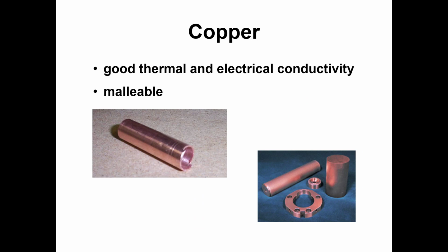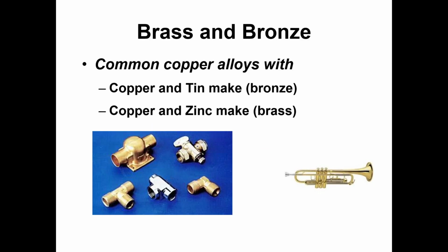Another non-ferrous metal is copper and copper-based alloys. There's copper itself, which is characterized by being a good thermal and electrical conductor. So it conducts electricity as well as heat very well. And it's malleable, that is, it can be bent very easily. By itself, it's too soft and too malleable, so we typically alloy it. You can alloy copper with tin, that gives you bronze, and you can alloy copper with zinc, and that gives you brass. I think the trumpet is bronze, if I'm not mistaken. Not totally certain on that, but I think so. And those plumbing fixtures there are brass.